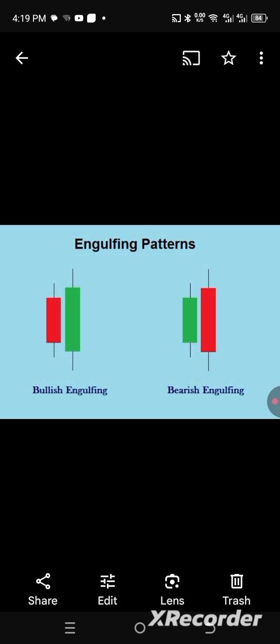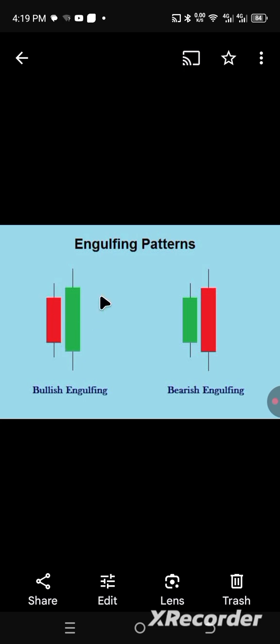Now, first, the engulfing pattern. This red bar you see here is a sell bar, the bearish bar. This green bar you see here is the bullish bar, the buyers. Buyers are in control of this bar. Sellers are in control of this bar. Buyers are in control of this bar. Sellers are in control of this bar.